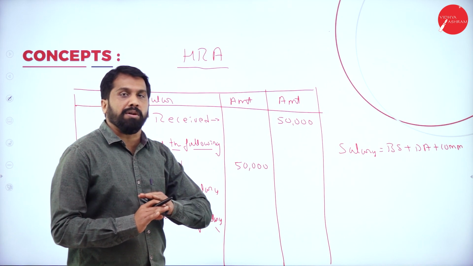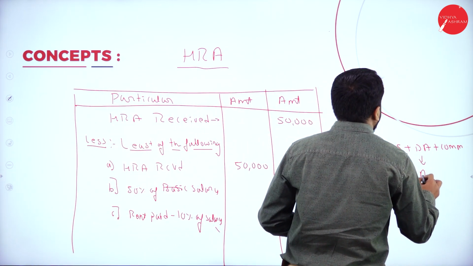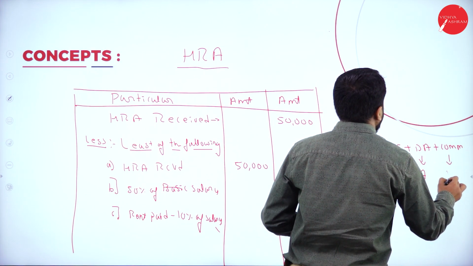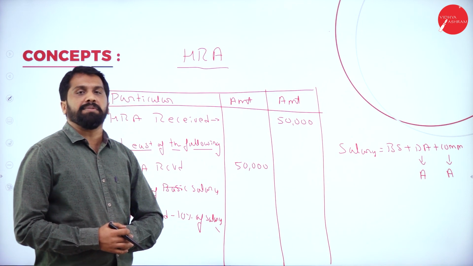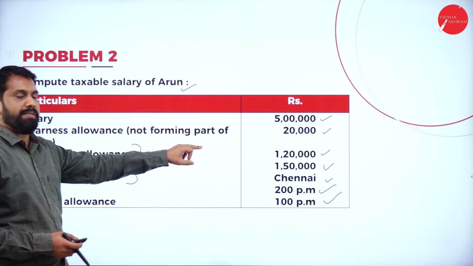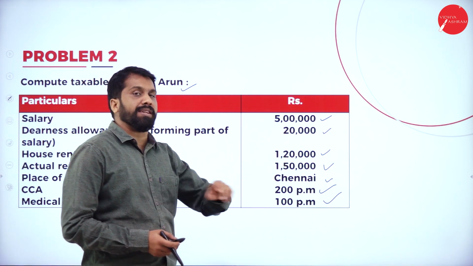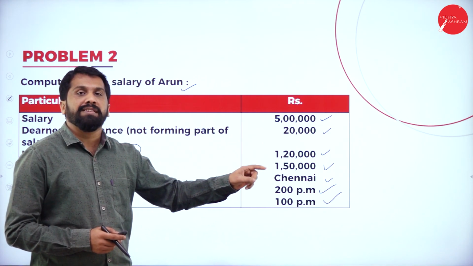We will not take normal DA. We have to take DA which must be approved, and commission which must be approved. Then only we will consider DA and commission. Not forming part of salary means we will not consider this 20,000 as your salary. Clear? It should be forming part of salary.